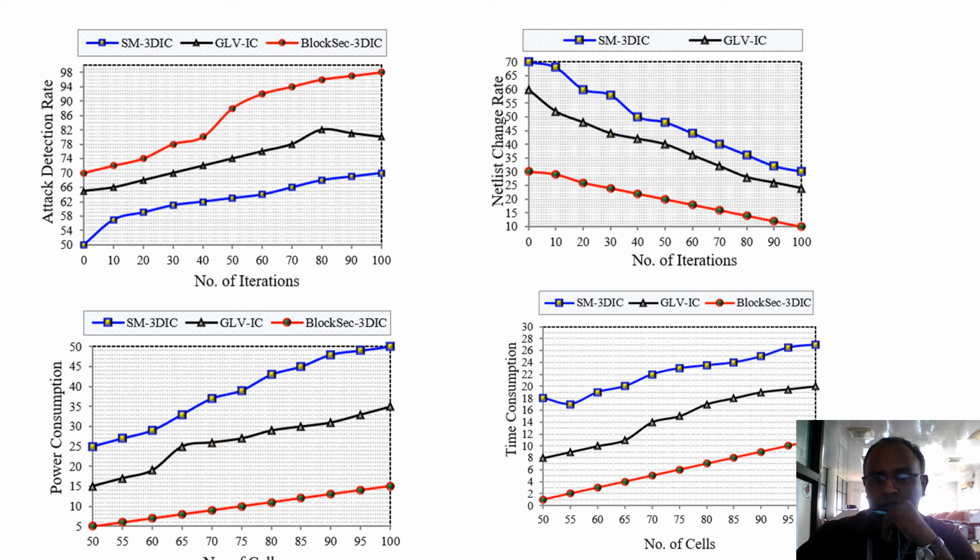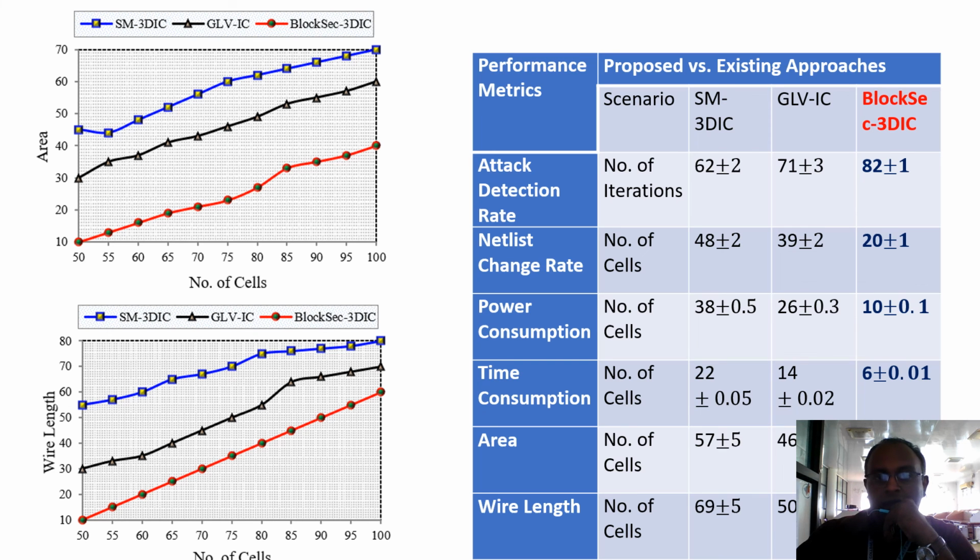Similarly, in power consumption, you can see power consumption is reduced, and in the case of time consumption, again it is reduced in detecting. For the area, the number of cells is again reduced, and wire length is again reduced. So overall, in performance like attack detection rate, netlist change rate, power consumption, time consumption, area and wire length, the algorithm which we propose gives the least value, and it is giving a very efficient result.